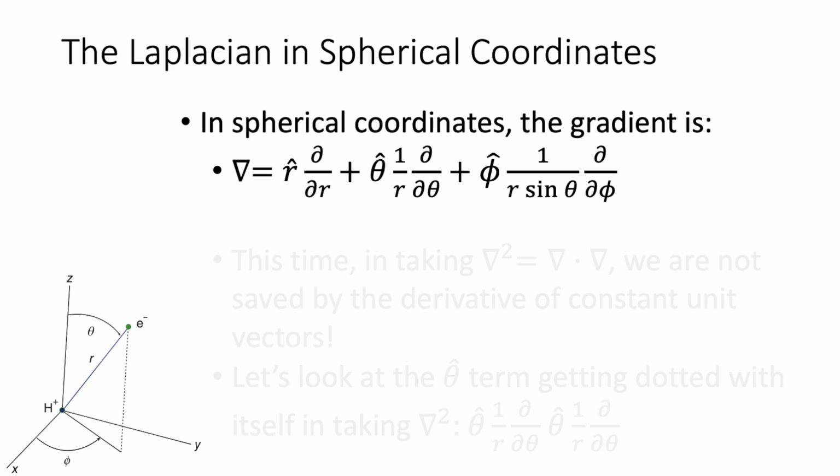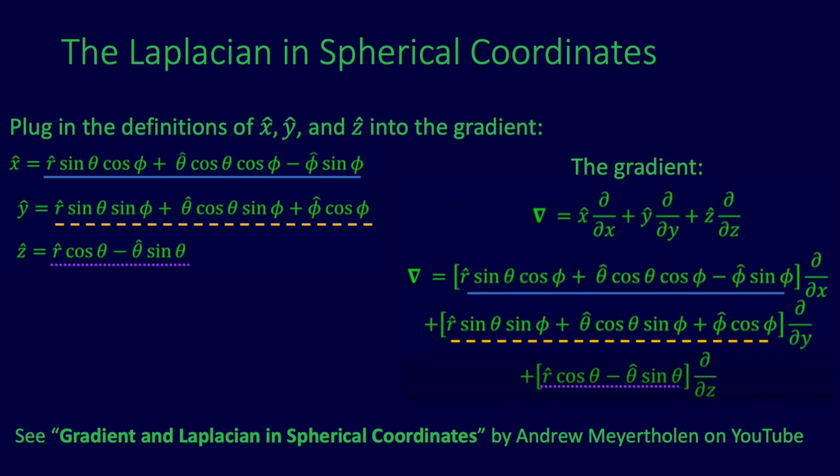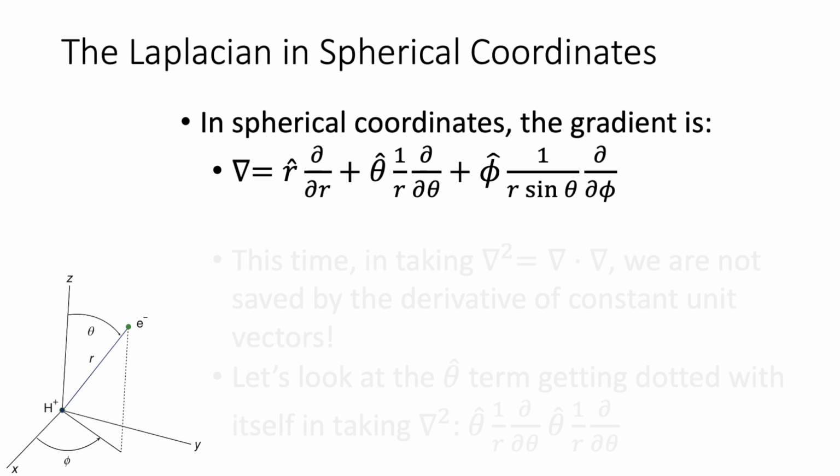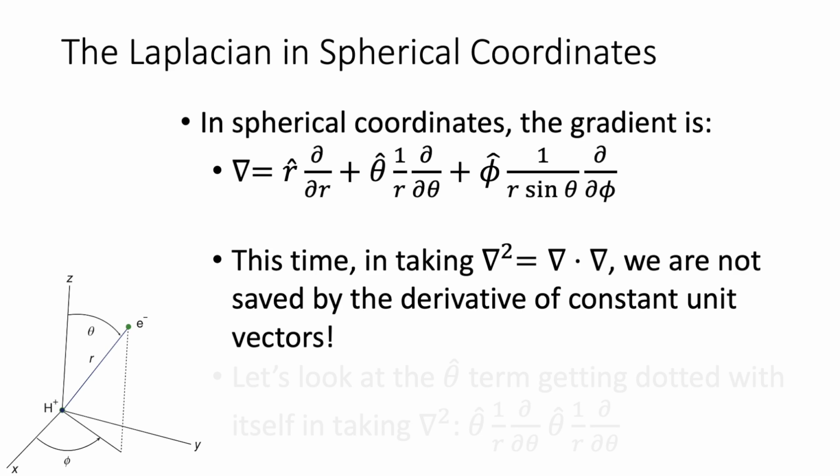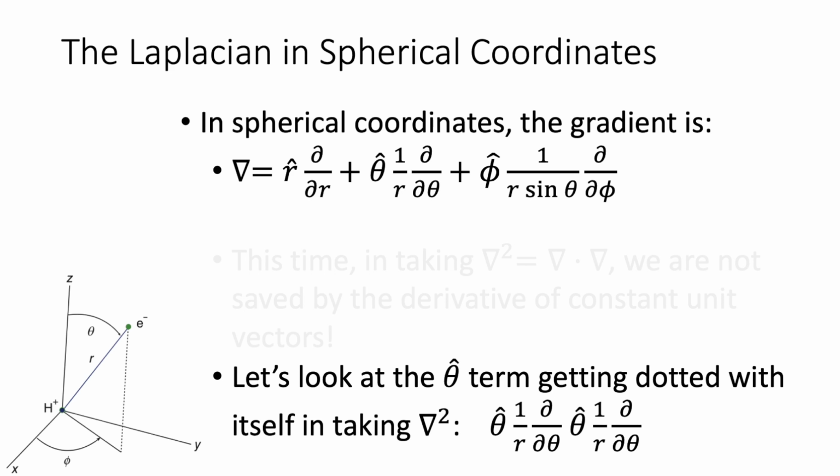All right, so again, we haven't proven it. If you want to see the proof, check out Andrew's video here. Again, linked in the description. But for now, we're going to say, all right, this is it. So now that this is our gradient operator, things are going to go differently when we dot that with itself, right? So we showed the Cartesian one, why it is what it is. Now let's do the same thing here. Let's take the dot product of this with itself.